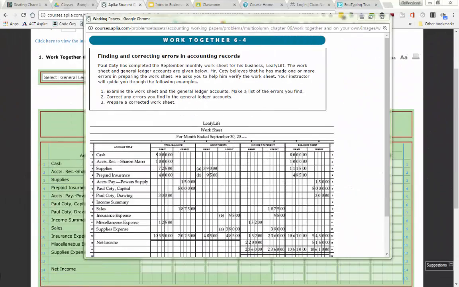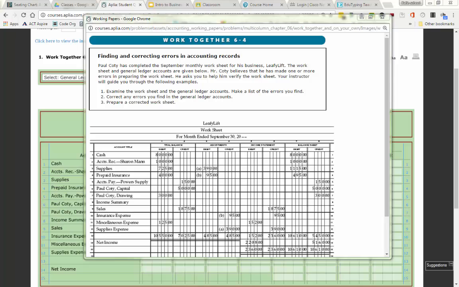When we look at the directions for 6-4, spin around and look up here because we need to talk about it. It looks like we're just doing a worksheet, which, yes, you are, except somebody did a worksheet for Leafy Lift before, and they didn't do so hot, okay? So again, remember, what is the purpose of our trial balance? What needs to be equal? Debits and credits. So when I look at this trial balance and I look right here, we have a little bit of a problem. Would you agree?